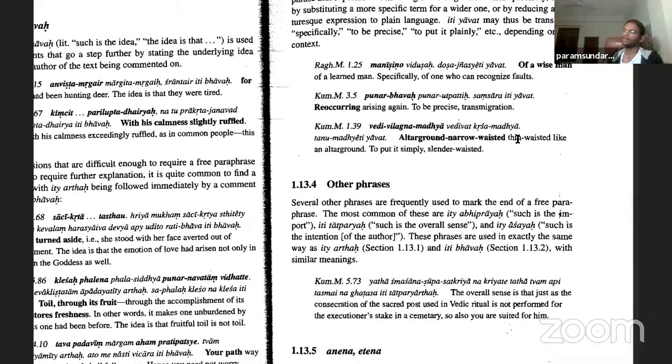Why do we have this Vedi Vilagna? Is the Vedi thin? Yeah, thin. Well, Vedi Vilagna Madhya is commonly used, at least by Kalidasa. I remember reading this a couple of times, because an altar is apparently shaped like this. It's like two triangles that come together in the center and it's very thin. So it's a commonly used adjective for a beautiful lady. Vedi means the altar, like for Vedic sacrifices. It comes together in the middle, very, very thin, apparently. So they say this, Vedi Vilagna Madhya, one whose waist is like a Vedi. Vedivat krisha madhya.